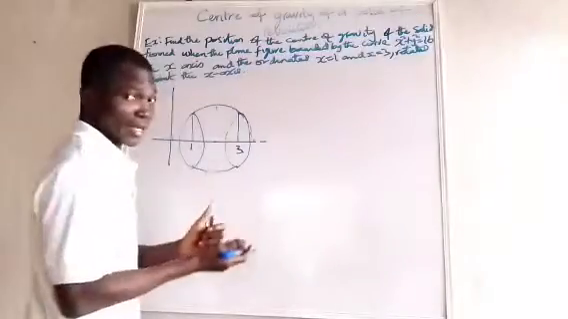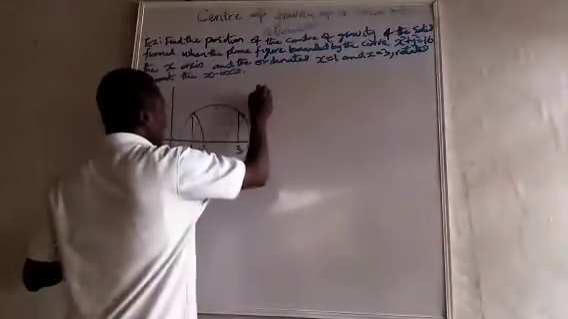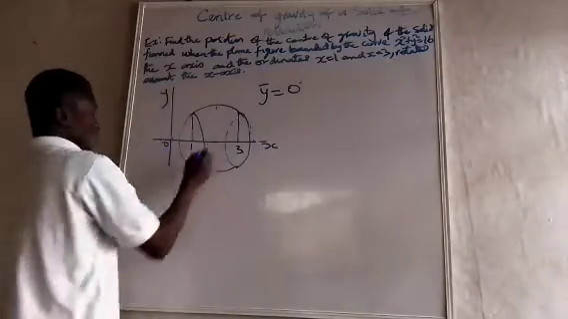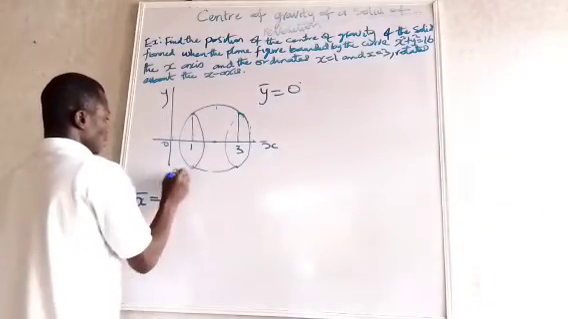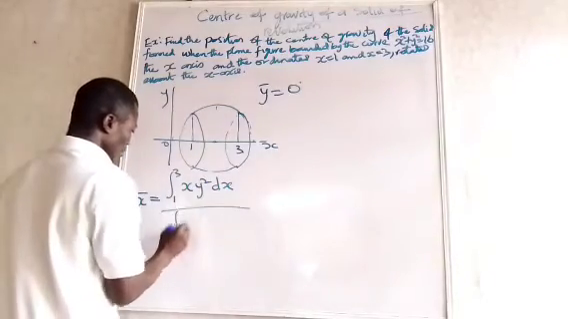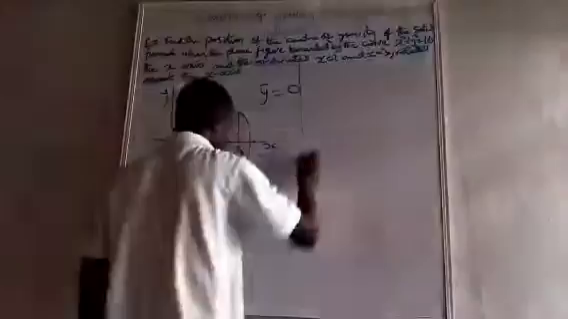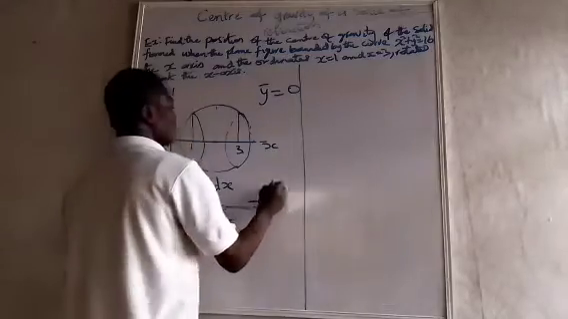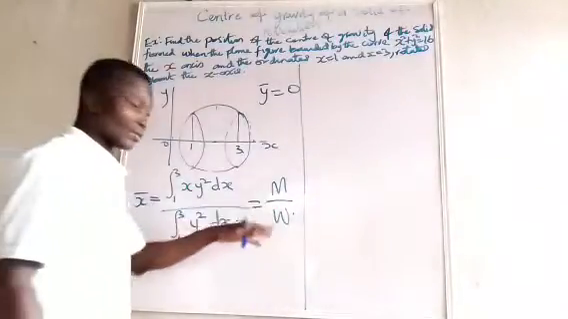If you look at it, it's just like an equation for a circle. Automatically, we know that y is equal to 0. This is the y-axis and this is the x-axis. Now, we want to find x, and that is going to be the integral from 1 to 3 of x y squared dx over the integral of y squared dx. For me, I prefer to write this as N over W, where N stands for moment and W for weight.